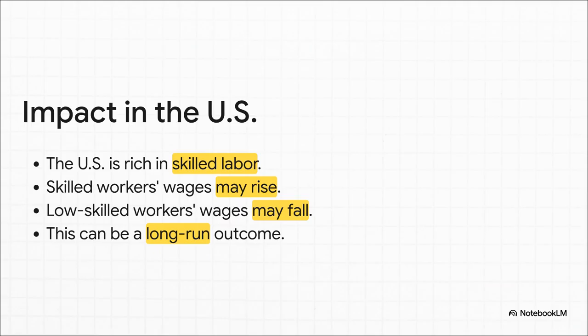Let's make that real. For a country like the US, which has a lot of capital and a lot of high-skilled labor, the theory predicts that global trade will boost the wages of college-educated, skilled workers. But for low-skilled workers, the scarce factor, they're now competing with a flood of imports, and their wages are likely to fall, or at the very least, stagnate. And this isn't just a short-term thing. The model says this is a permanent, long-run change.